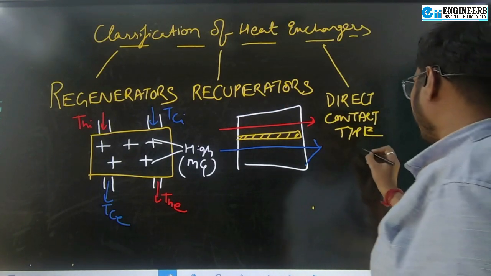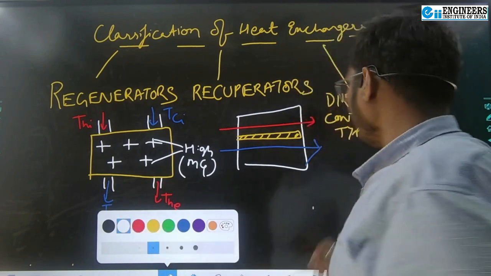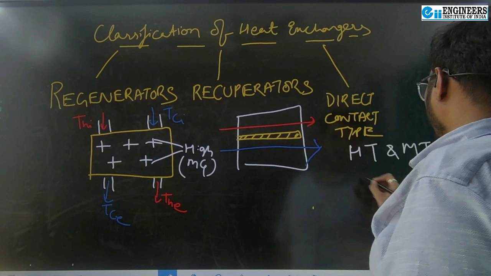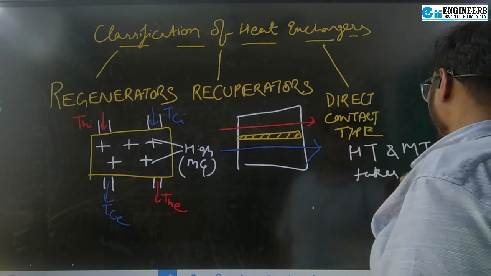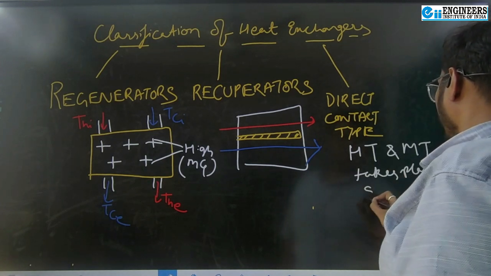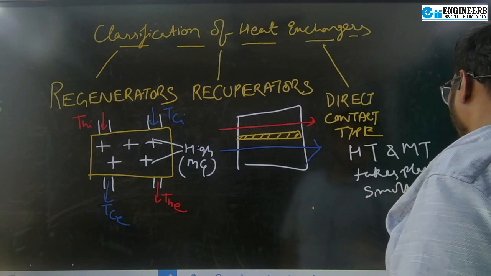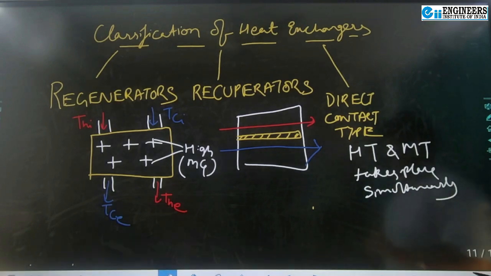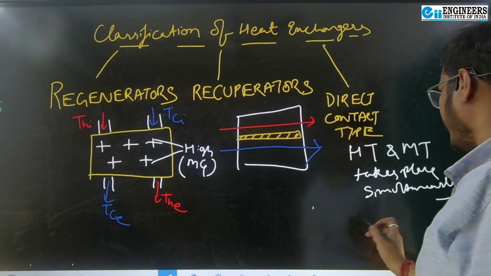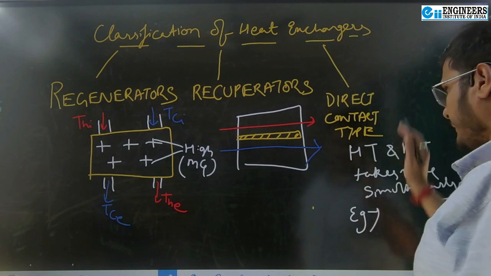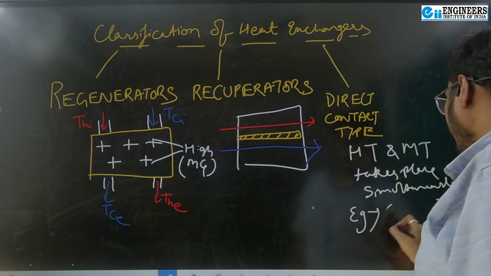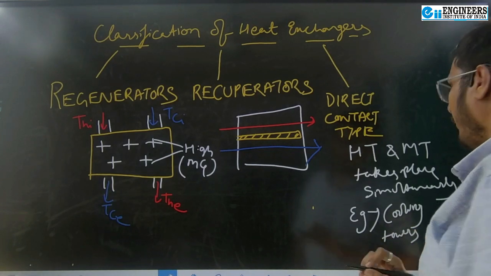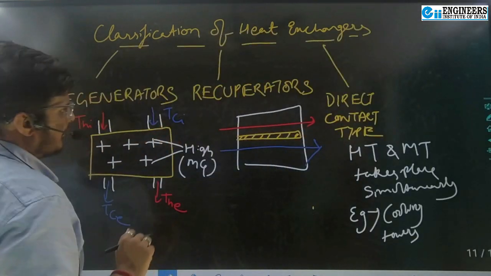That means in this case both the heat transfer and mass transfer take place simultaneously. Heat transfer and mass transfer take place simultaneously, and a system in which this is taking place, we have seen, is cooling towers. What can be the example of a recuperator?